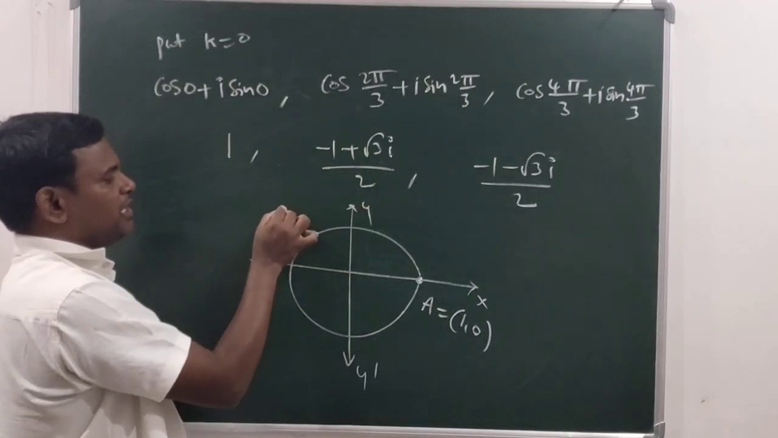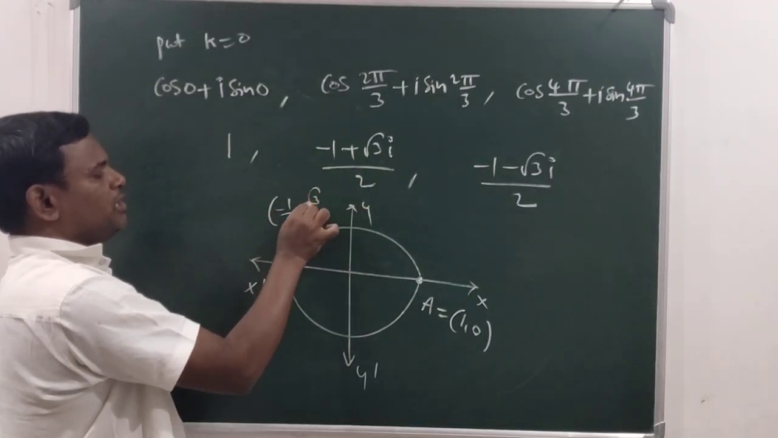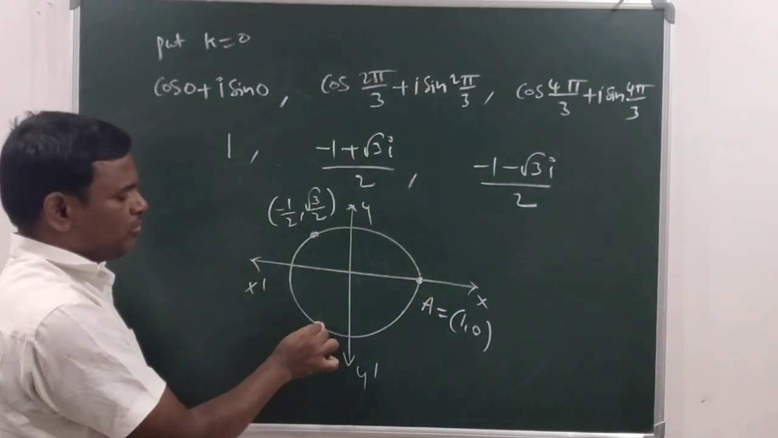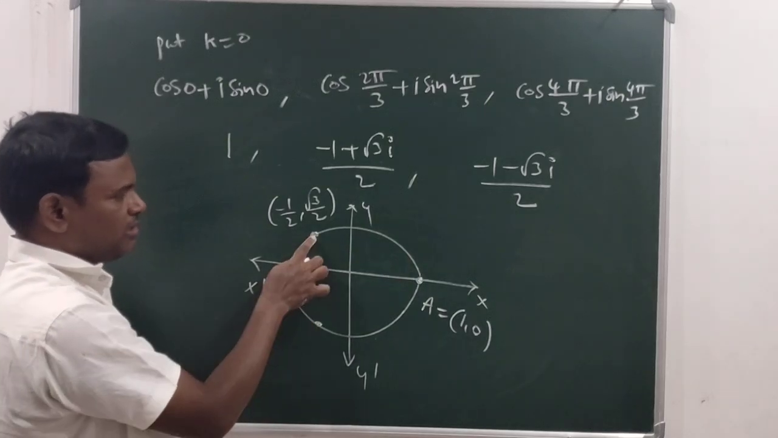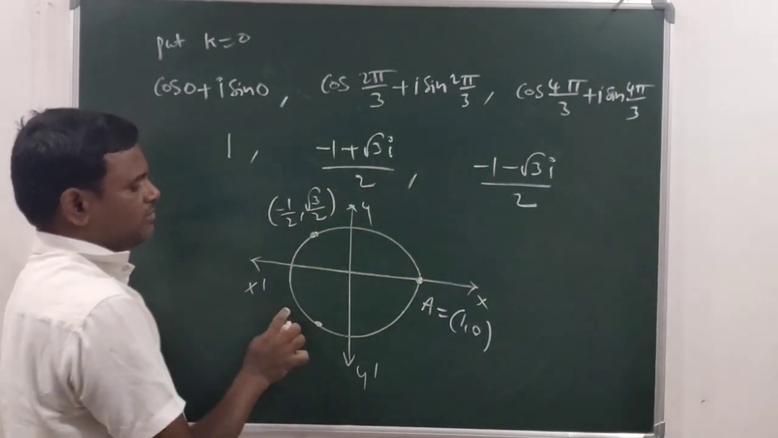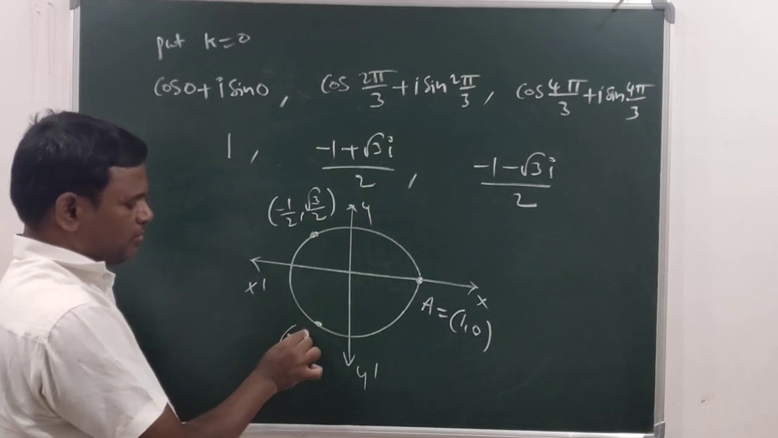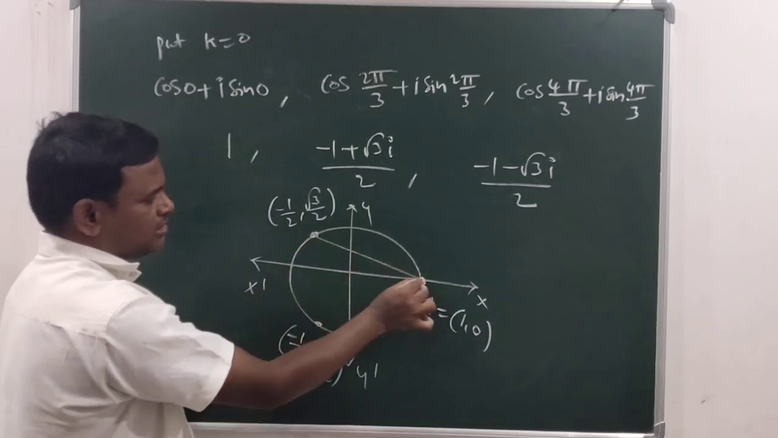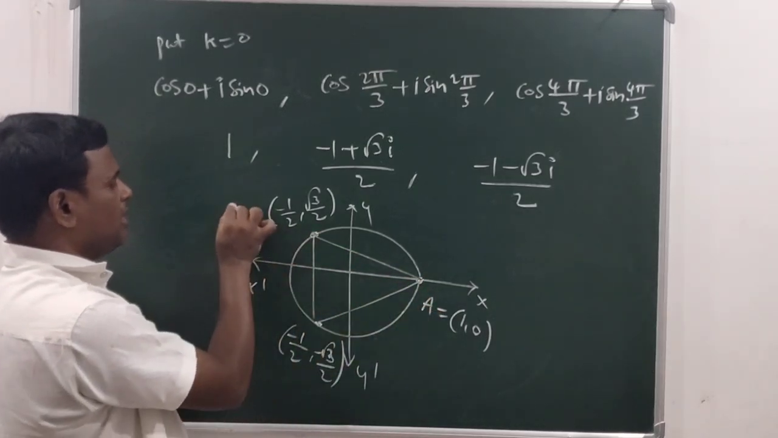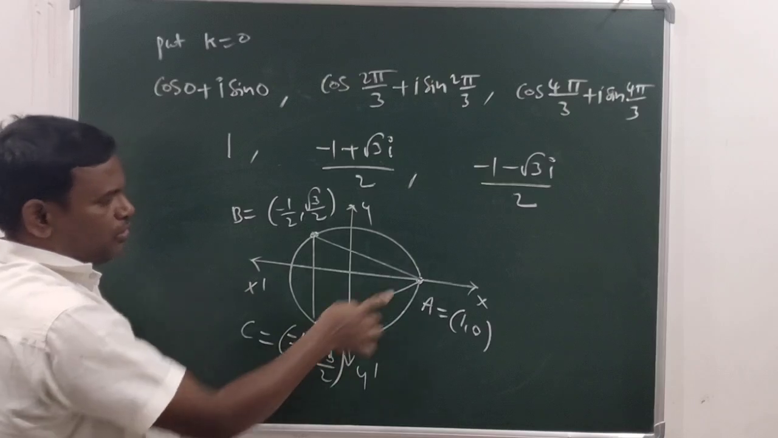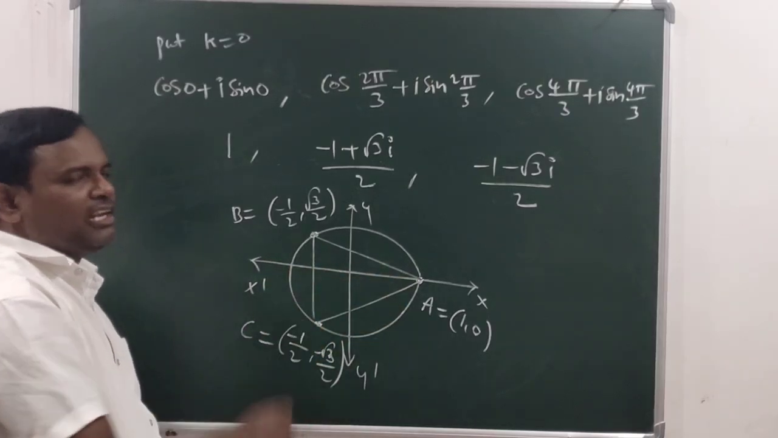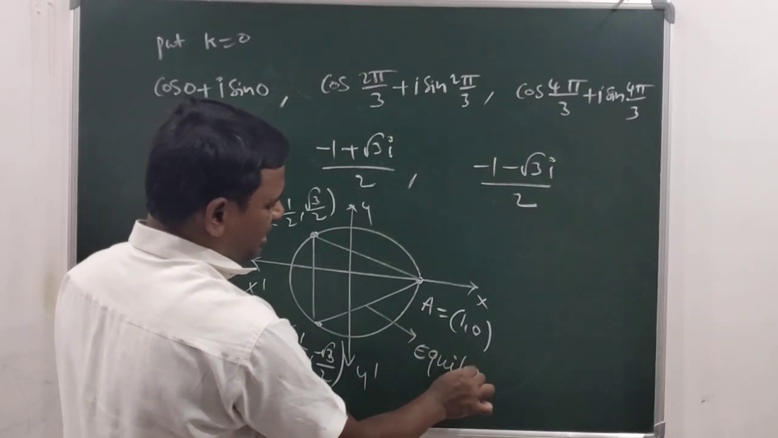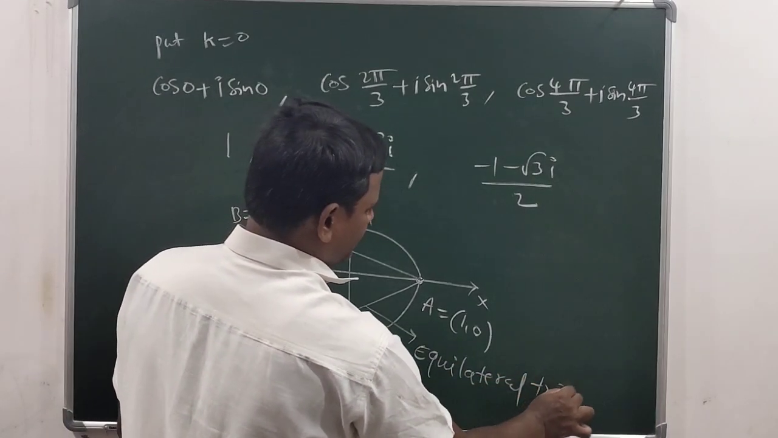Then x is negative and y is negative: minus 1 by 2, minus root 3 by 2. Here, actually, this is the image of the other point. Now connect these. Let it be A, let it be B, let it be C. You get a triangle. What kind of triangle is this? It is an equilateral triangle.